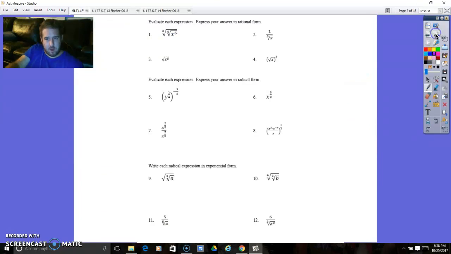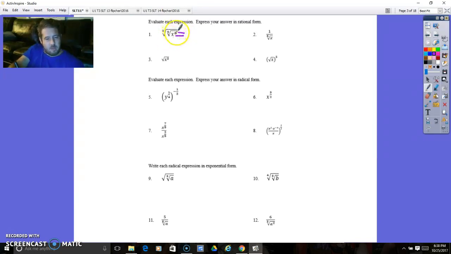Alright, so once again, we are solving for radical expressions. So I want to change what's in radical form into rational form. So rational form means using it with a normal exponent, with a number, with a rational number, whether it be a fraction or an integer. We don't want a radical sign.